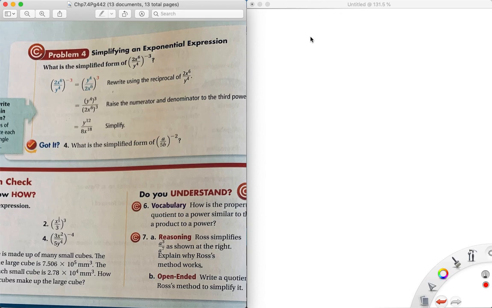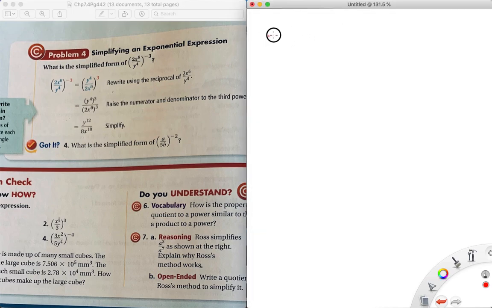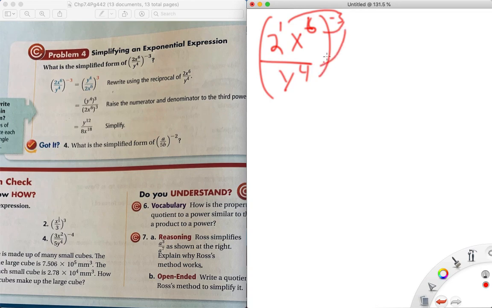So let's take a look-see. We have 2, I'm going to say it's raised to the first power, x to the 6 over y to the 4th. And it's all being raised to the negative third. I wouldn't flip these at all, and I wouldn't change the sign. I would actually multiply this through. Negative 3 times 1, negative 3 times 6, negative 3 times 4, which gives me 2 to the negative 3, x to the negative 18 over y to the negative 12.